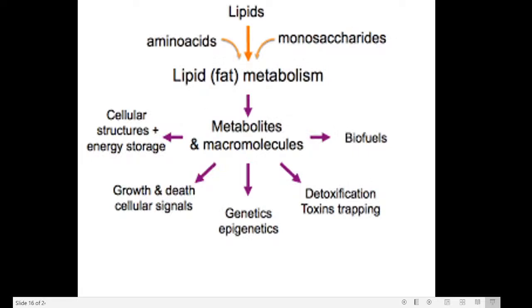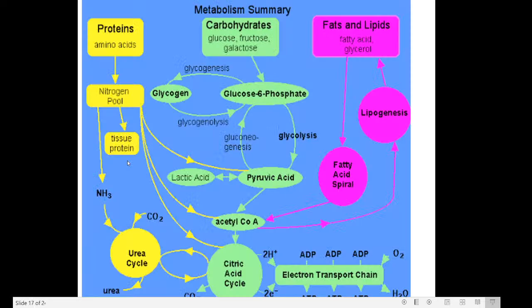In the lipid metabolism, the amino acids and carbohydrates are also involved. This metabolism helps to produce biofuels, detoxification, genetic epigenetics, growth and death, cellular signaling, and cellular structure formation. In this lipid metabolism pathway, we have sequential steps. In the lipid metabolism, it's a blue color.